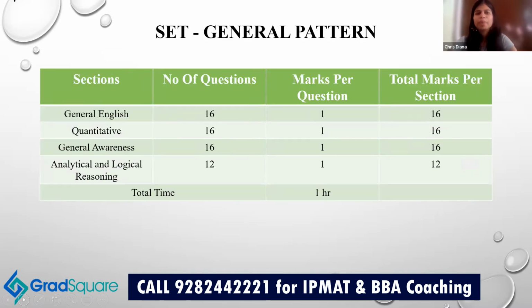Next, the general pattern of SCT. First of all, this is going to be a 1-hour paper with 60 questions. So on an average, you are getting 1 minute per question here. And this is divided into 4 particular sections.